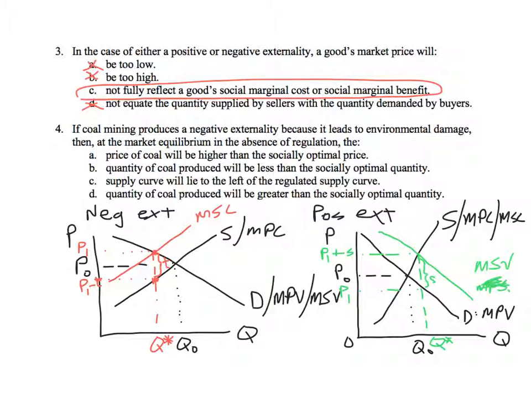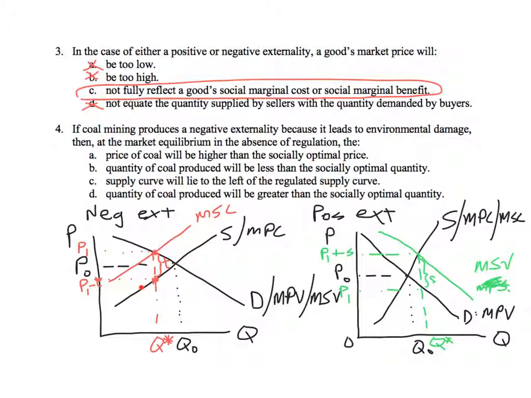Let's think about the coal mining one, and here the negative externality case. The drawing that I did will help us. If coal mining produces a negative externality because it leads to environmental damage, then at the market equilibrium, in the absence of regulation, we're right there, Q naught in this negative externality diagram. The price of coal will be higher than the socially optimal price. No. The quantity of coal produced will be less than the socially optimal? No, it's more than. The supply curve will lie to the left of the regulated supply curve.